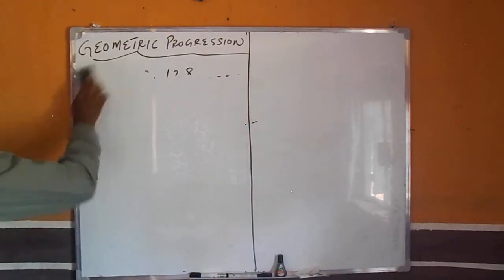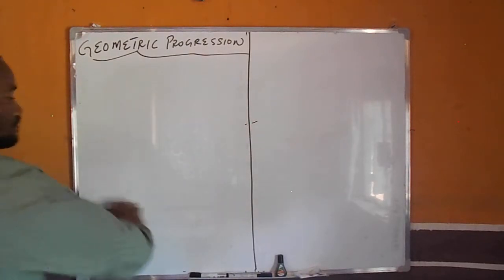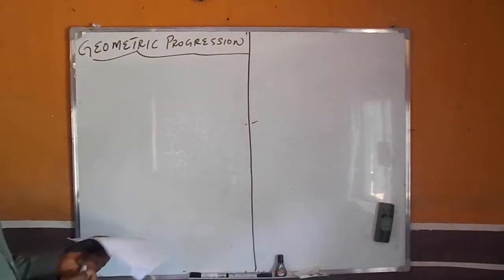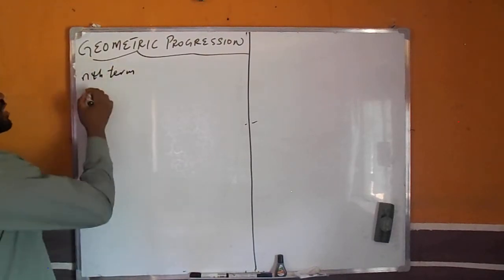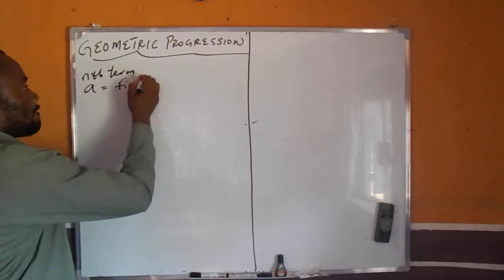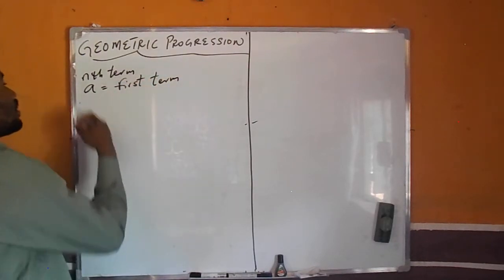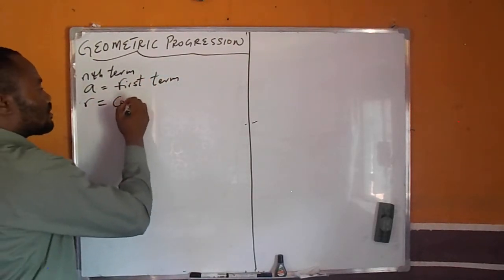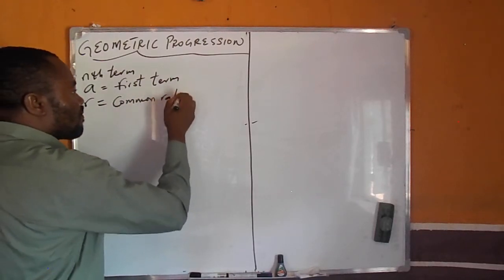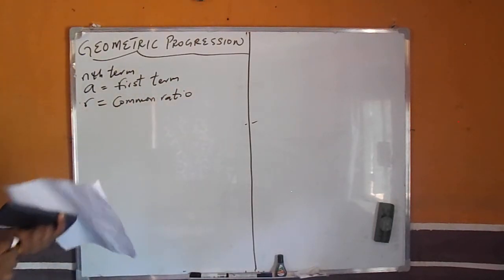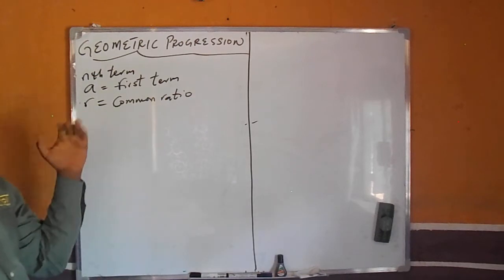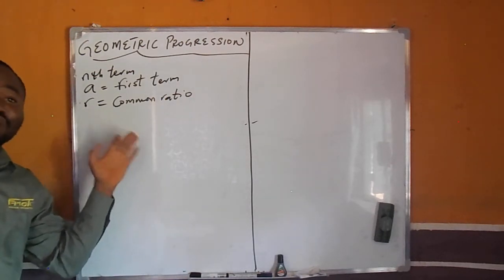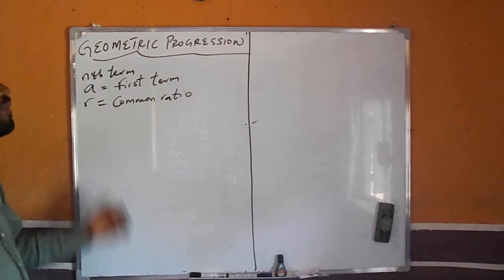In geometric progression, there are things we have to know, such as our nth term, such as A, which is the first term, such as R, which is the common ratio. One of the things that differentiates geometric progression from arithmetic progression is this R, the common ratio. In arithmetic progression, we call it common difference, but in geometric progression, we call it common ratio.